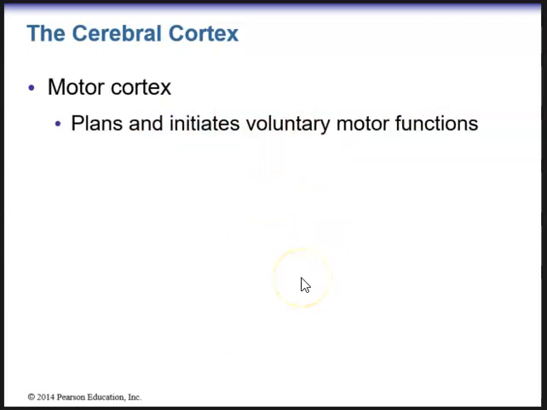We have the motor cortex. The motor cortex, located in the precentral gyrus, plans and initiates voluntary motor functions. So once we receive information from the senses that goes up the ascending tracts of the spinal cord, it is here in the motor cortex which will plan and initiate proper voluntary responses and send its axons down the descending pathways of the spinal cord to the effector organ, such as a muscle or a gland.